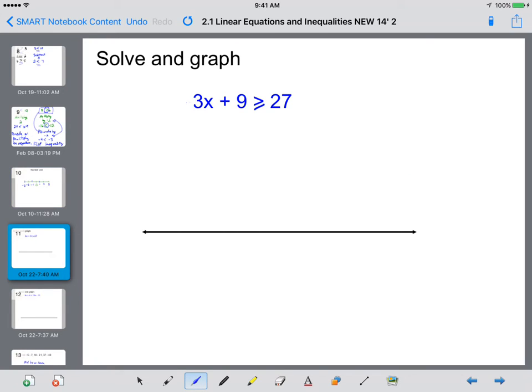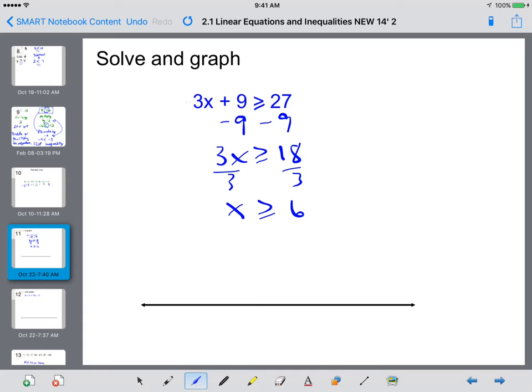So first example, 3x plus 9 is greater than or equal to 27. First step, subtract 9 on both sides. I get 3x is greater than or equal to 18. Divide by 3, divide by 3. x is greater than or equal to 6.